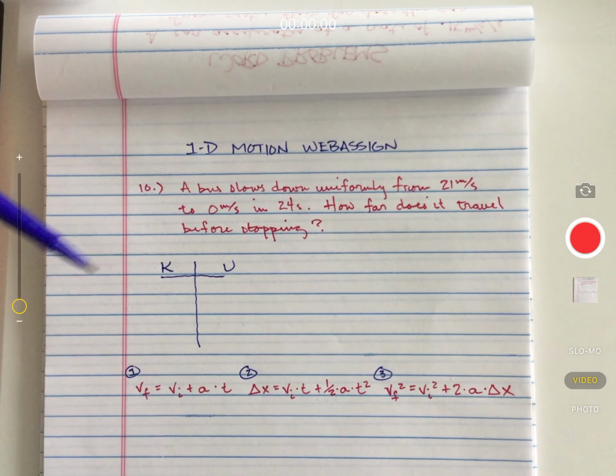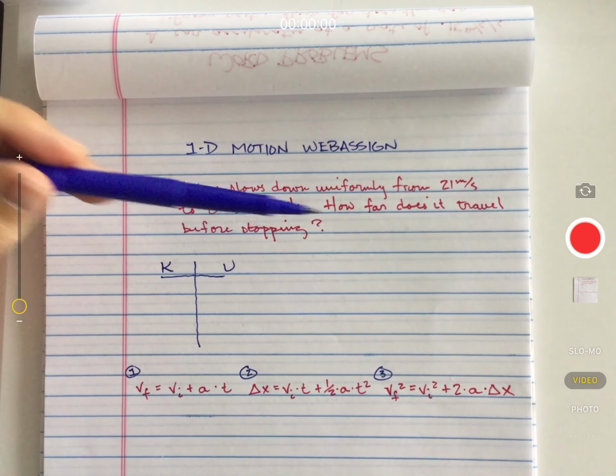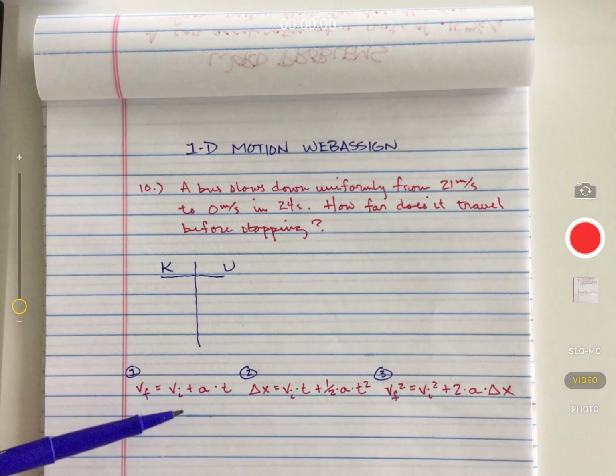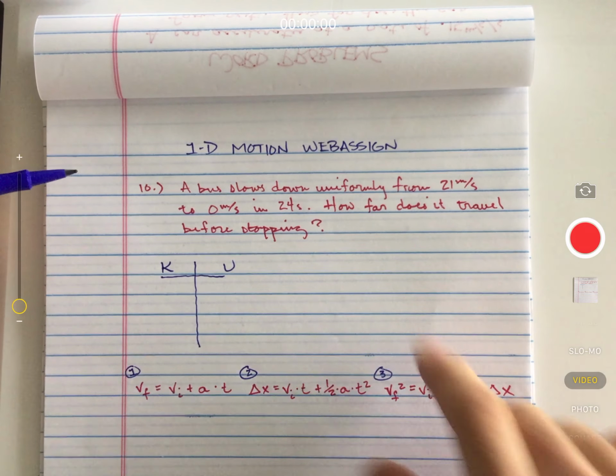A bus slows down uniformly from 21 meters per second to 0 meters per second in 24 seconds. How far does it travel before stopping? So like we said, in order to figure out which of the big three equations to use, we want to do a KU chart. This one's pretty straightforward.